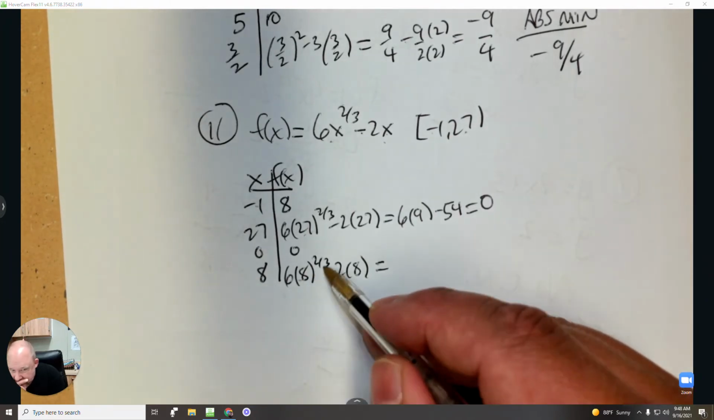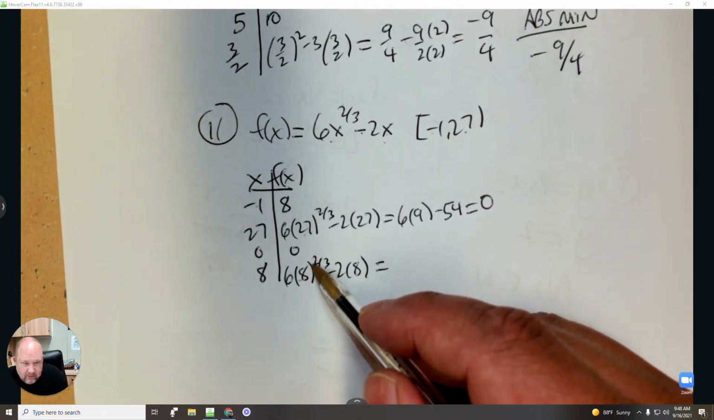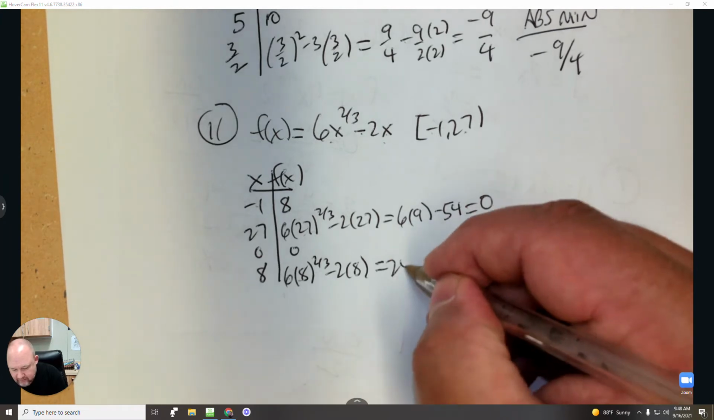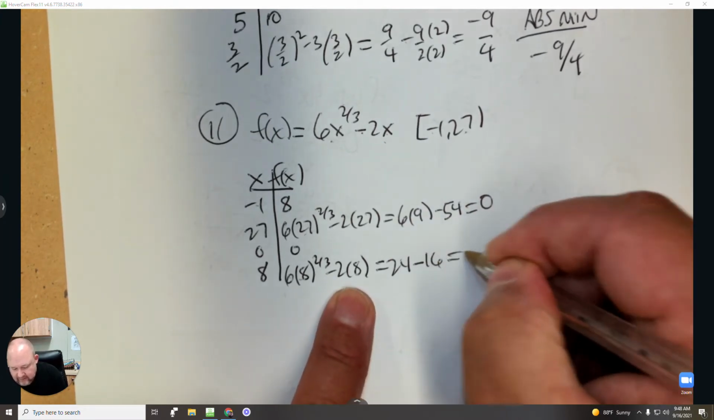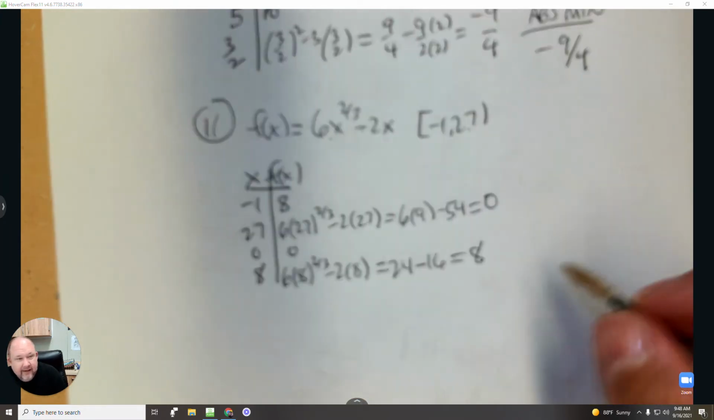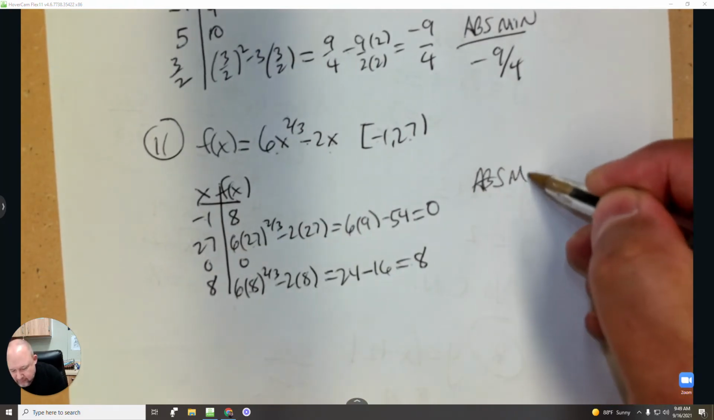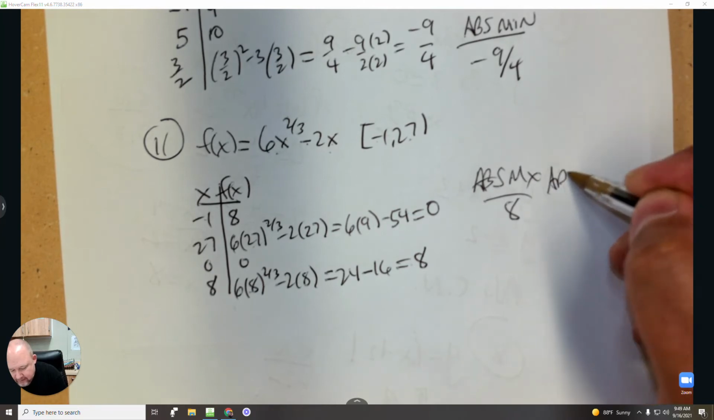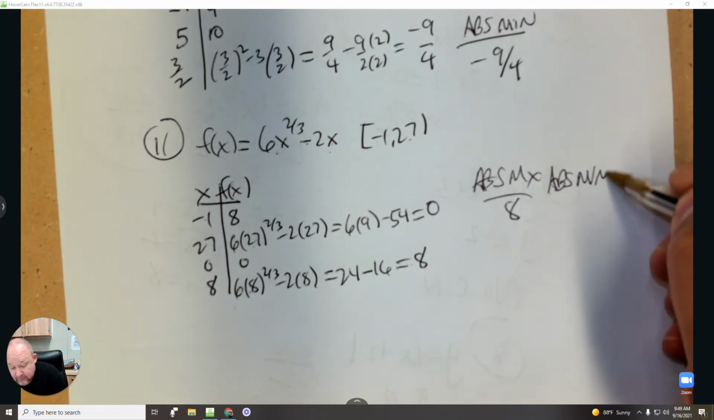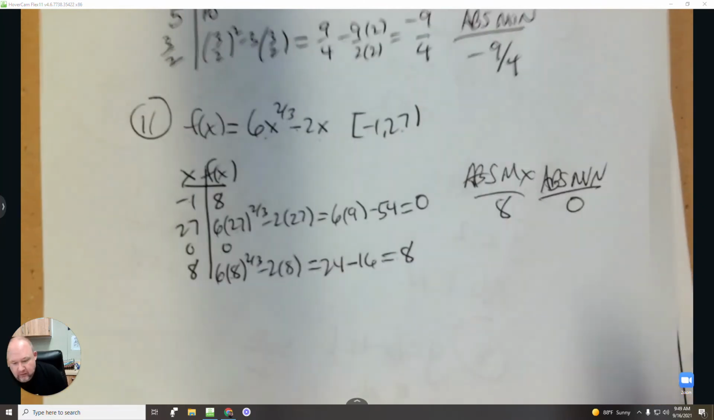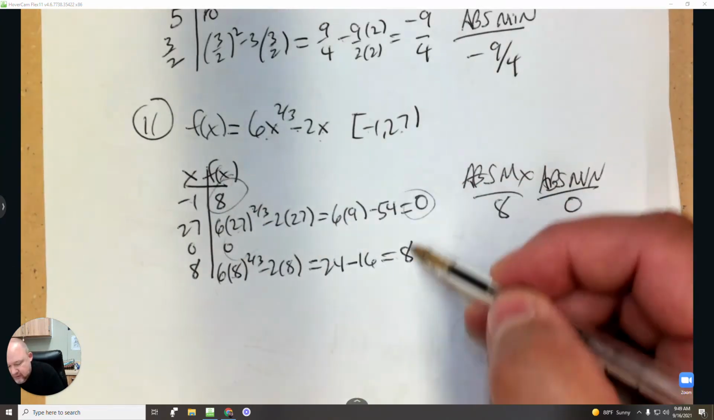So the cube root of 8 is 2. 2 squared is 4. 6 times 4 is 24. Take away 16. And so there's nice symmetry here. So it's pretty obvious what the absolute maximum is, 8, and the absolute minimum is 0. Looking at these numbers. Here we go.